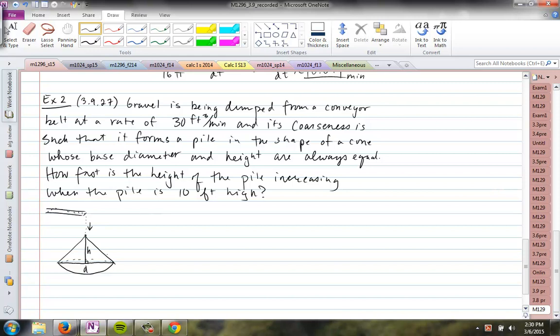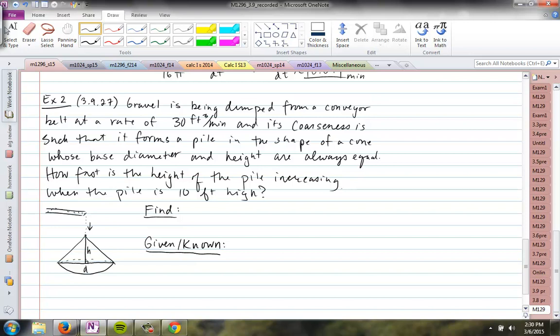I already started the picture. It says we have a conical pile, so it's cone-shaped, and we have an associated height and diameter of that cone. Alright, so your find and your given, known, is what you should work on first. For the find, let's see what we have.